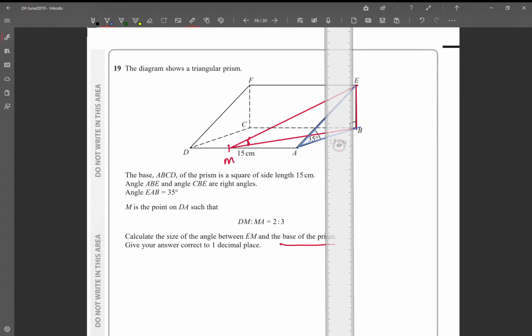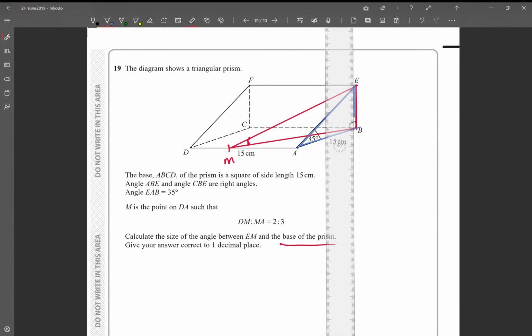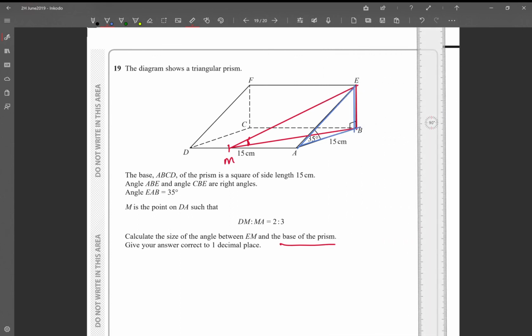And you can take different colours, like highlighters and stuff, into an exam. Make sure you do that so you can sort of see. This E to B is the same height whether you're looking at this right angle triangle or this right angle triangle. So if we find this height, we can do that using this 35 and this 15 and trigonometry.